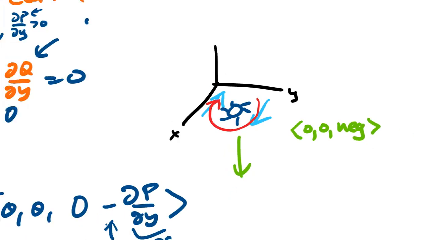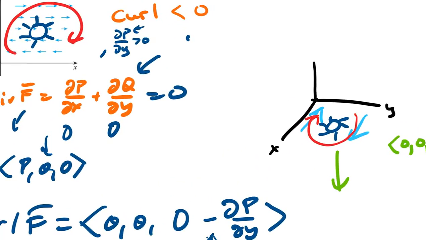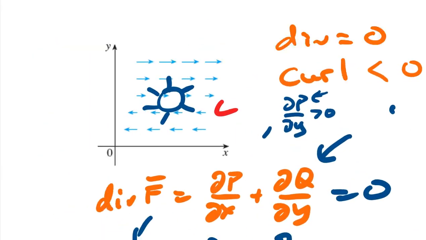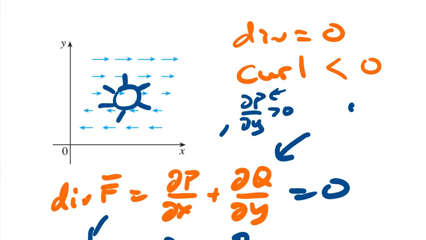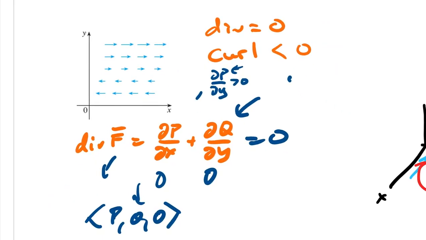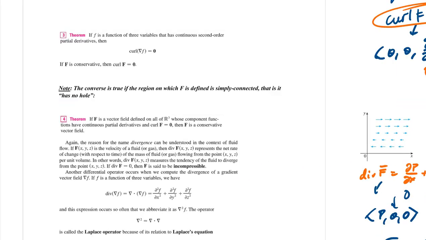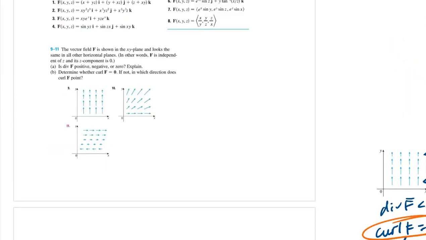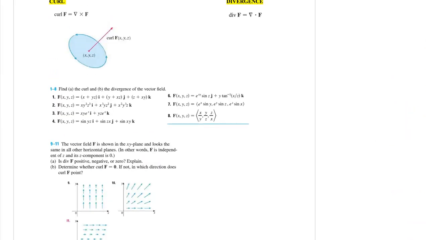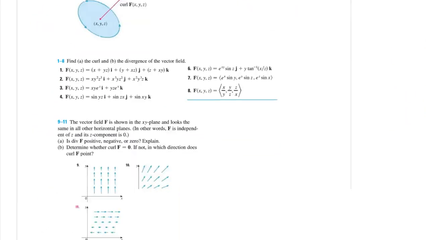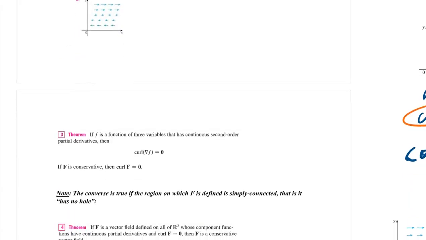Okay? All right, so what I would recommend you do is pick some values here, try to figure out what p could be, and go from there and actually do the curl. All right, so let's see, is there anything else in here that we need to know? If the curl of f is 0, then the vector field is conservative.